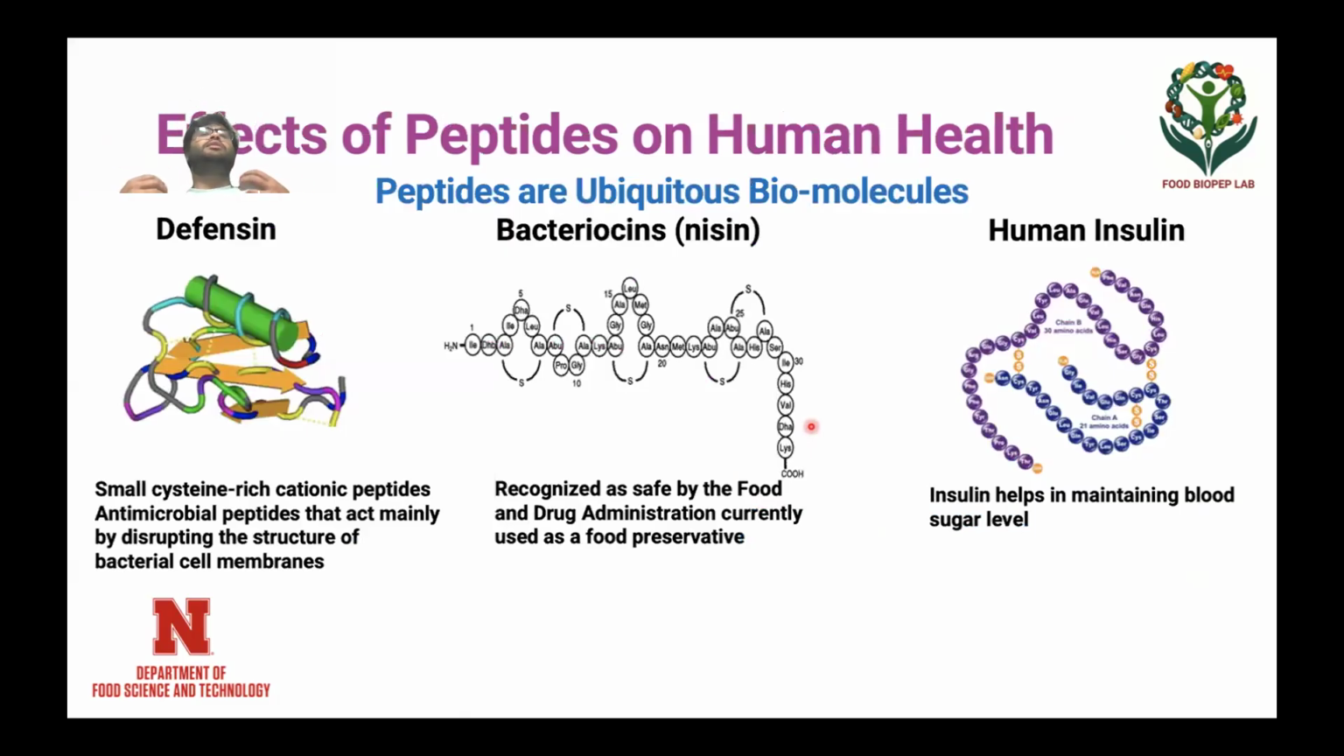Now, talking about the effects of peptides on human health. Peptides are ubiquitous biomolecules, and the language of our body. That means when two cells of our body communicate with each other, they use signals, right? And these signals are primarily peptide-like structures. We also call them hormones, but they are essentially peptides. For example, the defensins, the bacteriocins, mucin, and the very famous insulin. These all are peptides, and they all have different biological activities.